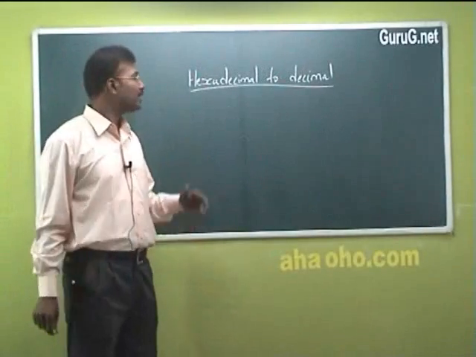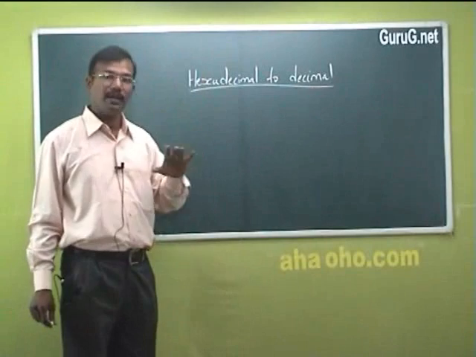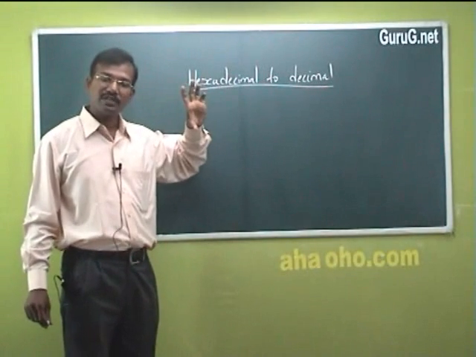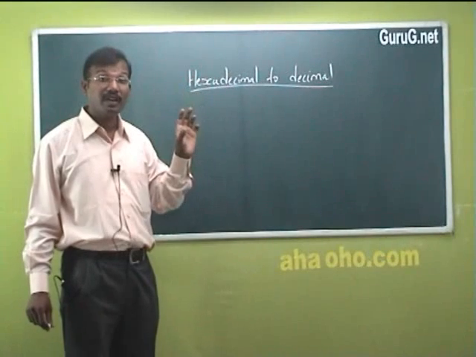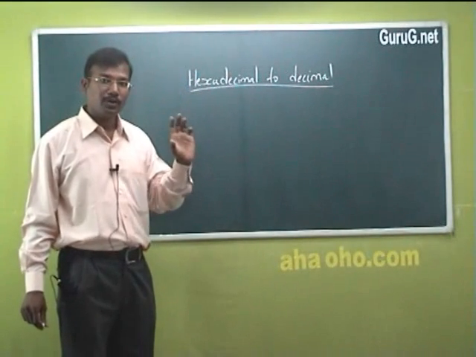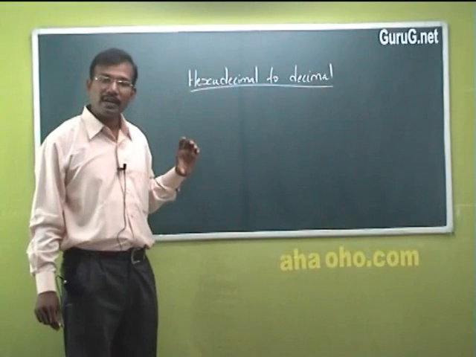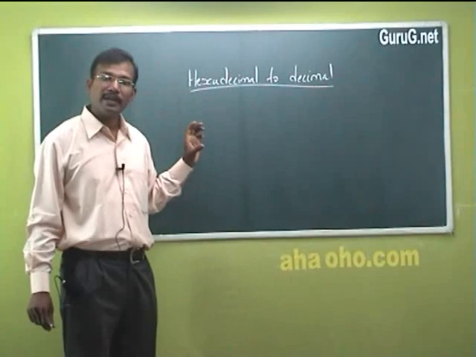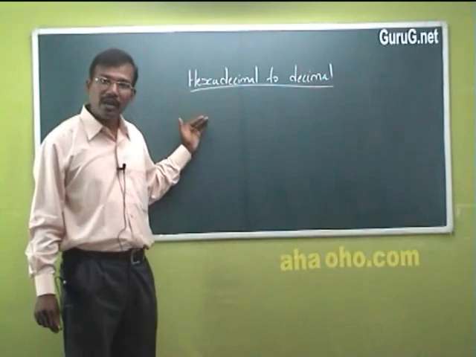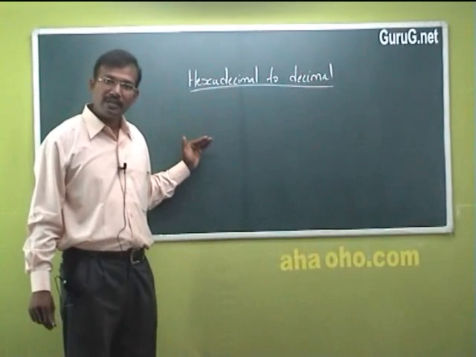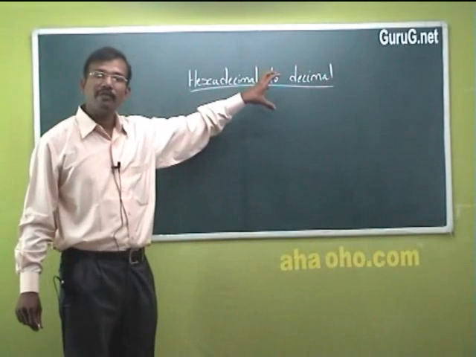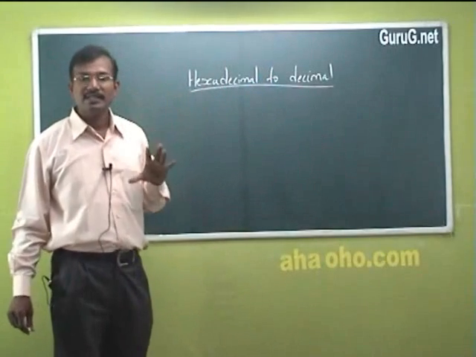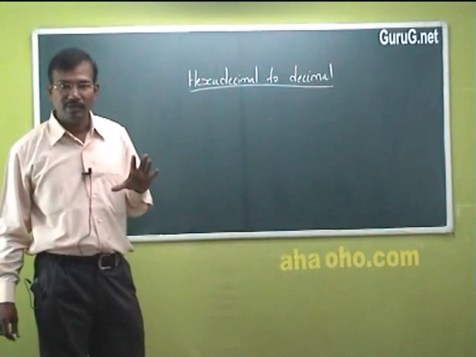The next conversion is hexadecimal to decimal. Again, here the radix only changes. In the first conversion, binary to decimal, we multiplied the bits by 2. In the octal conversion, we multiplied the bits by 8. Now here we are going to multiply the bits with 16, and the power will be usually incremented by 1. It starts with 0.